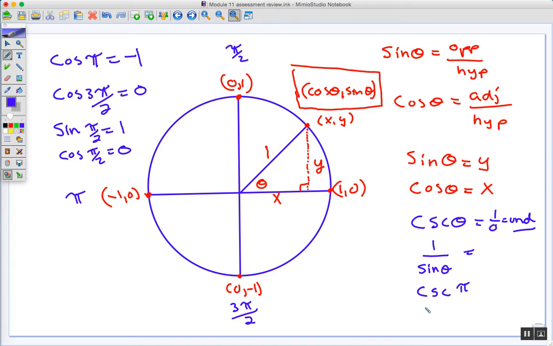But if we were looking for the secant of pi, that's equivalent to 1 over the cosine of pi. And we know the cosine of pi is -1. So that gives us -1.